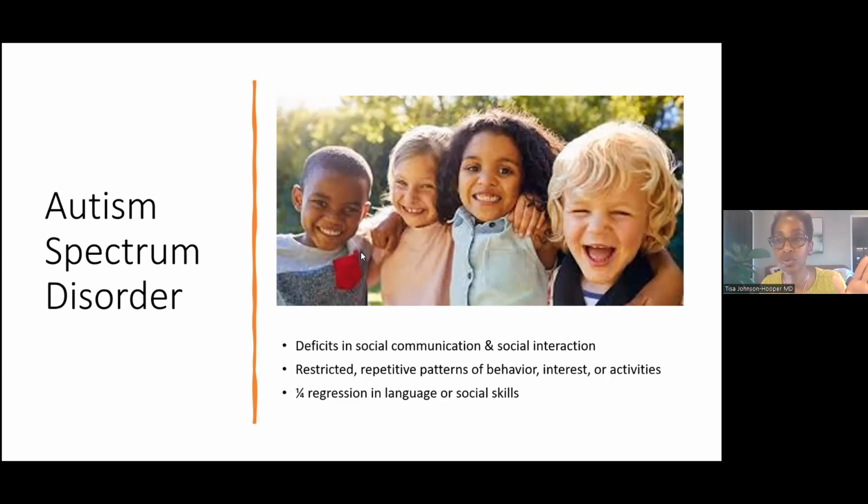A quarter of children with autism will experience a regression in language or social skills, which typically occurs between 18 and 24 months. As you may be aware, there are three levels of severity of autism: level 1 through level 3, with level 3 depicting the highest level of support required.